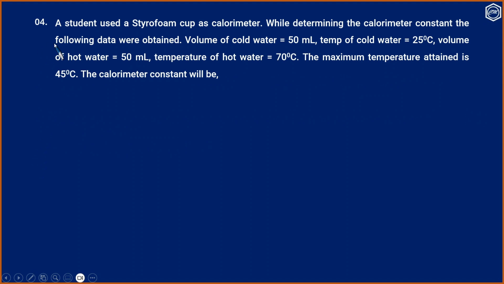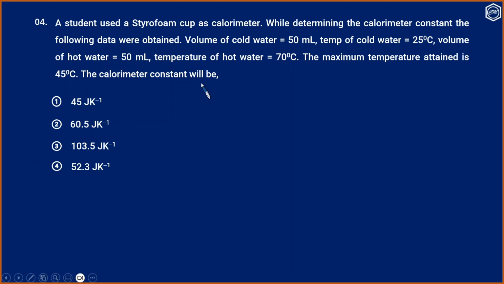Question number 4. A student used a styrofoam cup as calorimeter. While determining the calorimeter constant, the following data were obtained. Volume of cold water 50 ml, temperature of cold water 25 degrees Celsius, volume of hot water 50 ml, temperature of hot water 70 degrees Celsius. The maximum temperature attained is 45 degrees Celsius. The calorimeter constant will be: option 1, 45 joule per Kelvin; option 2, 60.5 joule per Kelvin; option 3, 103.5 joule per Kelvin; option 4, 52.3 joule per Kelvin.